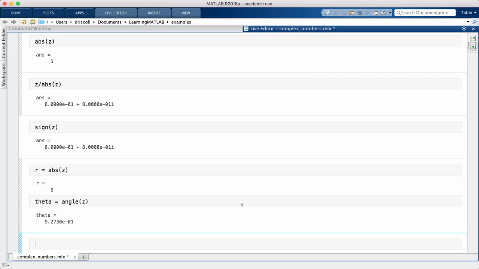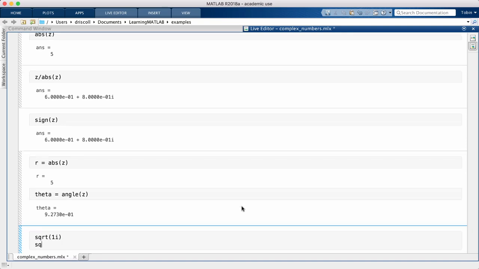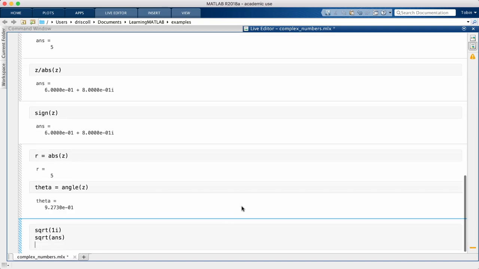Finally, you might be surprised to learn that in addition to producing complex valued outputs, the square root function can accept complex valued inputs as well. If I take the square root of 1i and the square root of that, then the result is a complex number which, when raised to the 8th power, gives us 1.